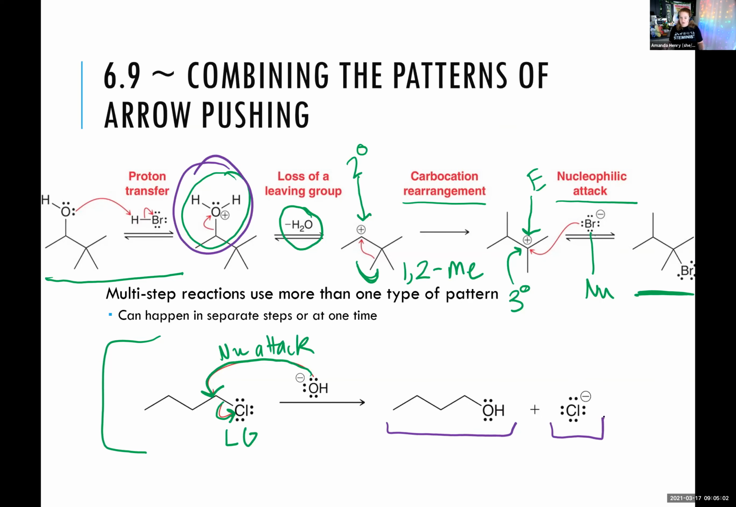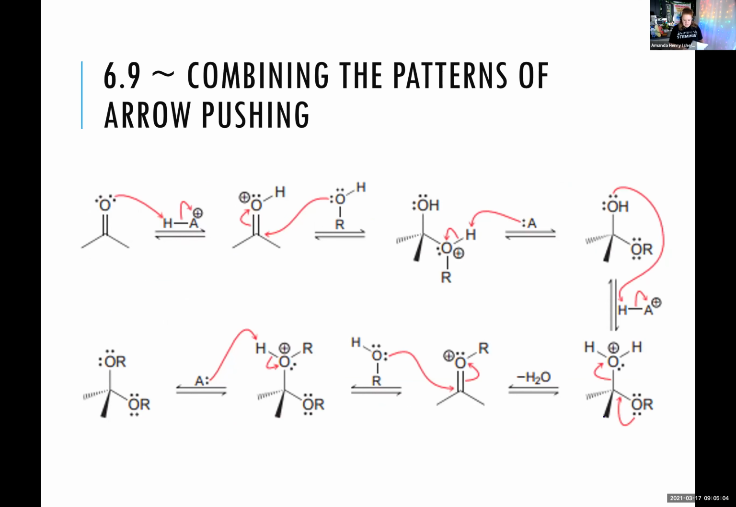All right, let's practice some of these. So our first thing here, we're just going to label what each of these steps are as we look at them. So let's see, I think I'm going to number them just to make them easier to talk about.